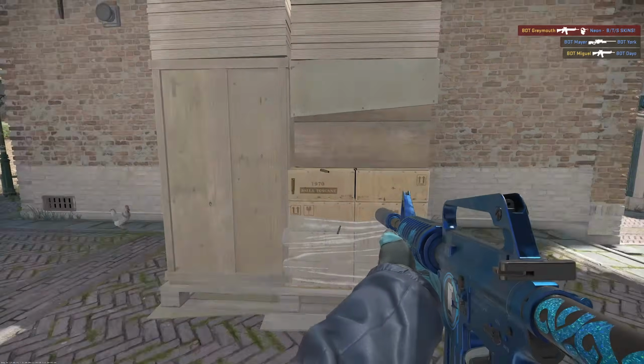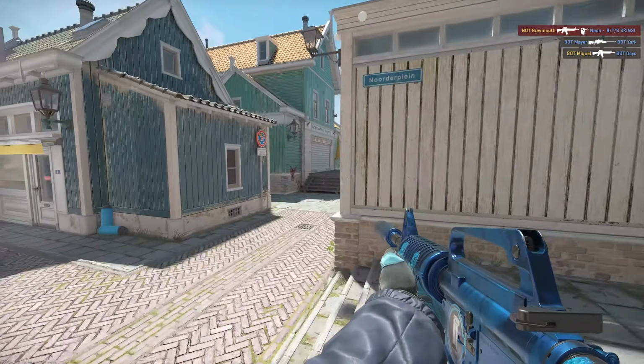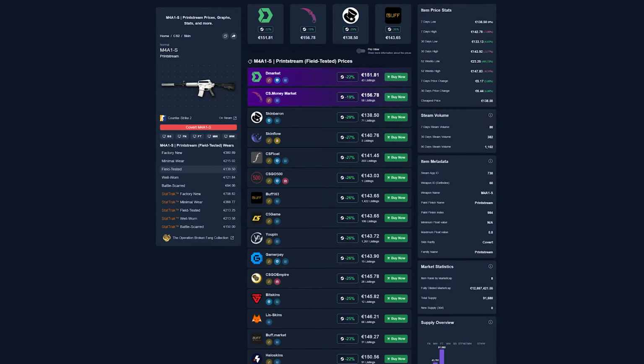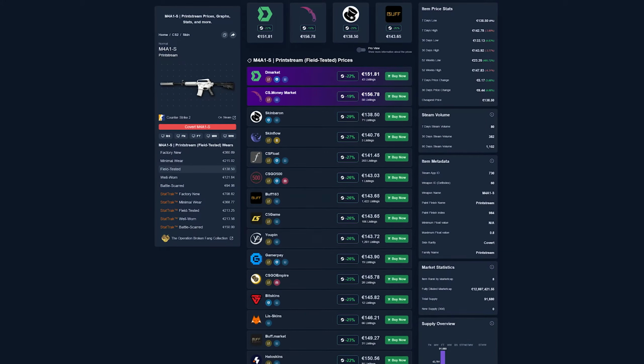Now, let's see with some examples how I would check the liquidity of an item. So, in theory, you can use any market to determine liquidity. The more listings and sales you have, the more liquid an item is in theory.